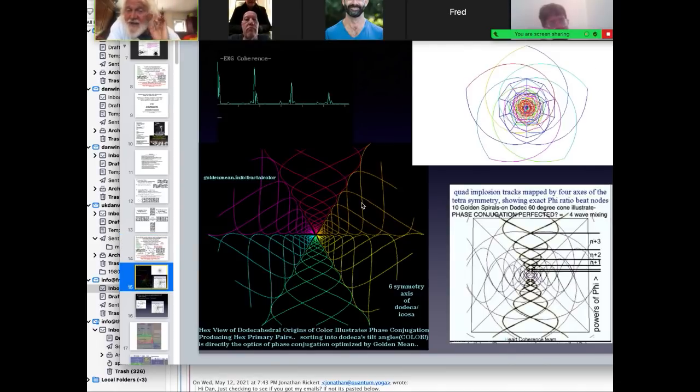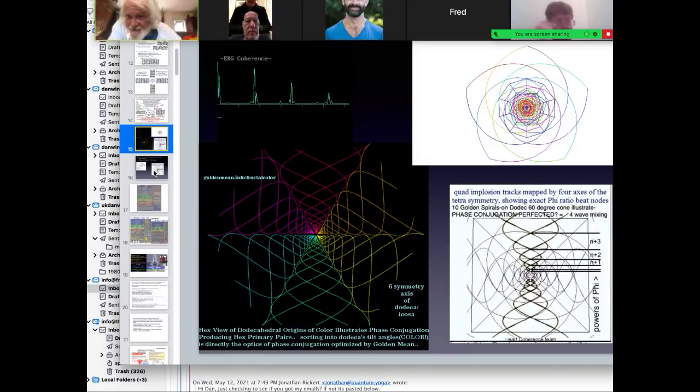So this is why actually there's three pairs of primary colors, because if you view those vortex in the cube from the hex view of that cube, you have three perfect pairs of vortex. Introduction to the physics of the phase conjugate cause of color, although I think we animate some of that here.